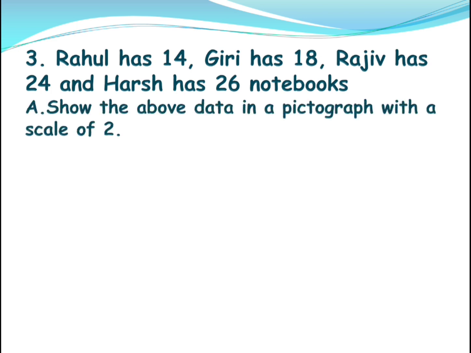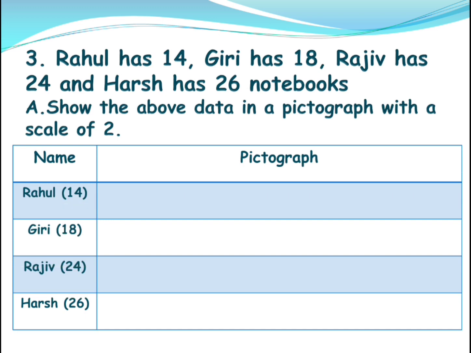So, a pictograph with a scale of 2. Here they have given scale 2. Earlier one apple was equal to 10 apples, that is, the scale was 10. Here the scale should be 2. So let's draw the pictograph first. Let's make a table like this, where you write the names of the students, and the next column is the pictograph. So Rahul has 14 books. Here, children, we are taking the scale of 2.